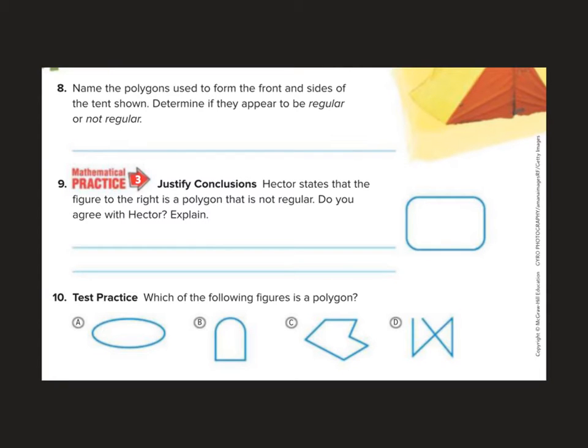Name the polygons used to form the front and sides of the tent shown. Well, isn't that lovely that I cut it off? It's appearing to me, if they're regular or not, it's appearing to me like we've got a triangle. It looks to me like, I mean, I could go either way from what I'm seeing on my screen. You might disagree with me because you can see the whole thing. I'm going to say triangle looks like it could be regular.